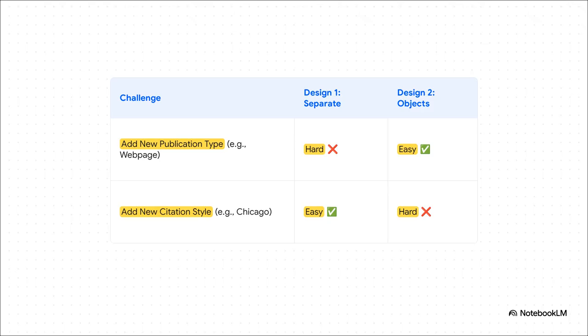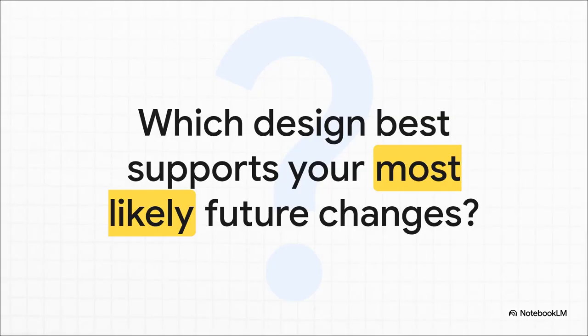With Design 2, oh man, you'd have to go back and add that new method to every single object, the book, the article, the web page. It's the exact same problem, just flipped around. And that brings us to the real takeaway here. There is no single best design. It just doesn't exist. It's all about trade-offs.